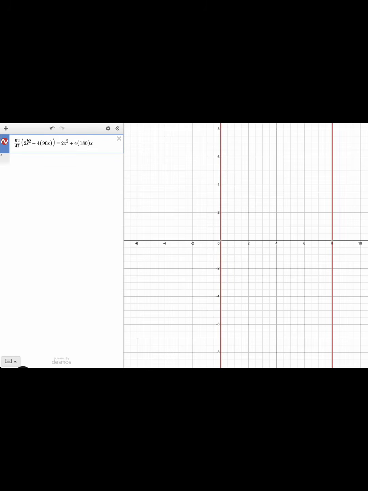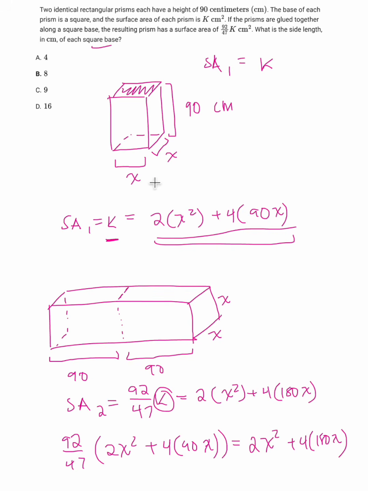So if we hop over to Desmos, put in this equation, and look at the graph, we can see that there's a line at x equals 0 and x equals 8. Obviously if you plug in 0 for x, that's not a valid solution because the prisms have to have a non-zero side length, so we use the other solution, which is x equals 8. So if we go back to the problem, the side length in centimeters of each square base, which we described as x, equals 8, and that's our answer.